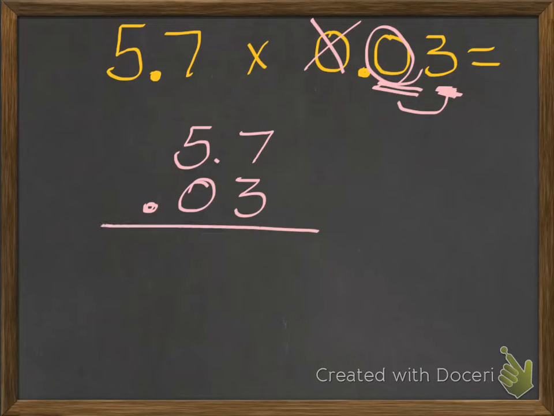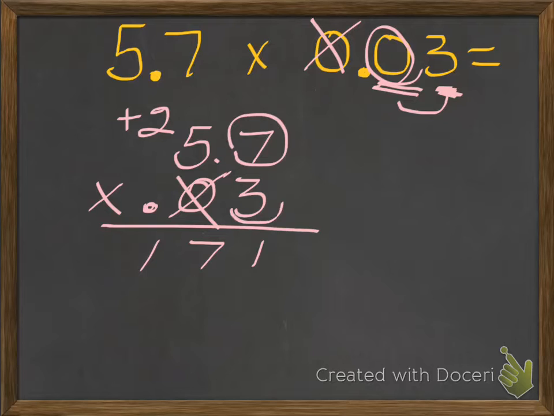0.03, and I'm going to multiply those together. 3 times 7 is 21. 3 times 5 is 15, plus 2 more is 17. Now, I could multiply the 0, but 0 times 7 is 0, 0 times 5 is 0, and when I add it up, it's going to be adding up nothing. So I don't really need to do that, and I'm done with all the digits on the bottom, so I can figure out how much my answer is.